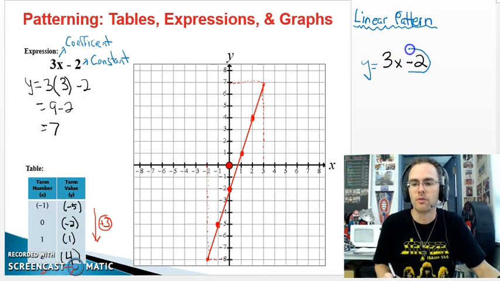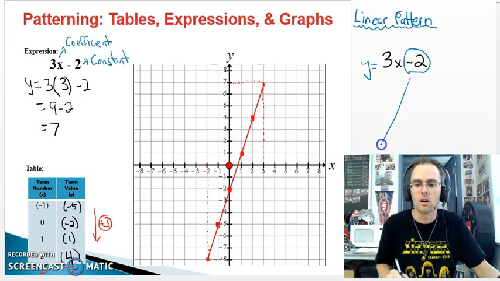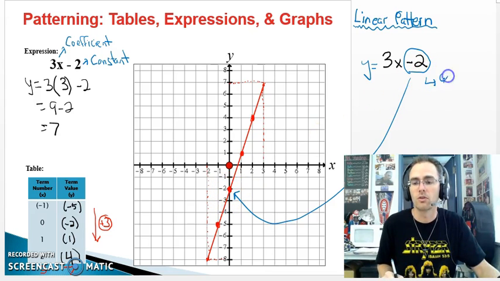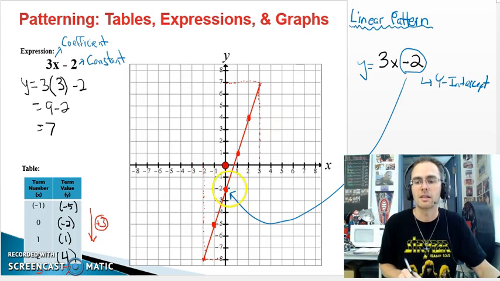Okay. Now there's a couple unique things. This -2, we've already made a few connections between these three strategies, but there's another connection here as well. This -2, if you take a look all the way here, look where your line intersects the y-axis. The -2 means where the line intersects the y-axis, and there's an actual term for this. It's called the y-intercept, which is basically where your line, your linear pattern, intersects the y-axis.